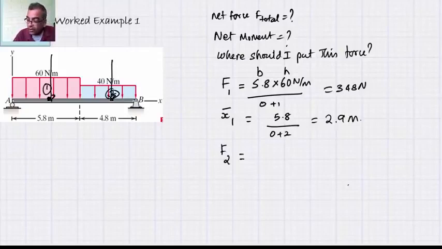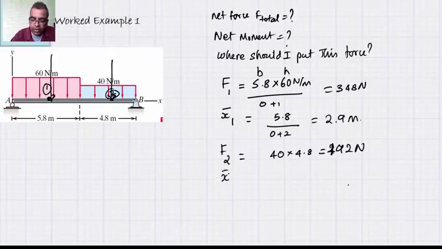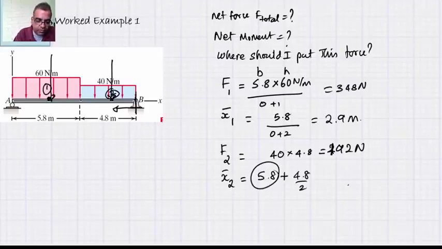I'm going to replace this by a single force acting here. F2 is, if you do the same thing, 40 times 4.8, which is 192, and x bar 2 equals, now remember it's half this one from this corner, so it will turn out to be 5.8 plus 4.8 divided by 2. This is the original distance starting from here. You see what I mean? Turns out to be 8.2 meters.